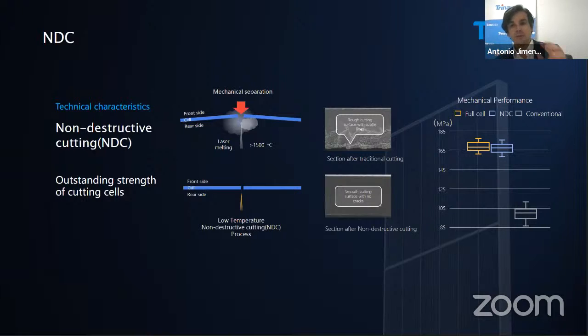Going a little more inside the module, I would like to explain the advanced characteristic that makes this module very advanced, which is the non-destructive cutting. This is a low temperature procedure without mechanical separation that, as you can see on the right side, gives almost the same mechanical strength as a full cell, and much higher than other traditional methods. So when we say this module is very reliable, it is because the cells are as strong as if they were full cells.